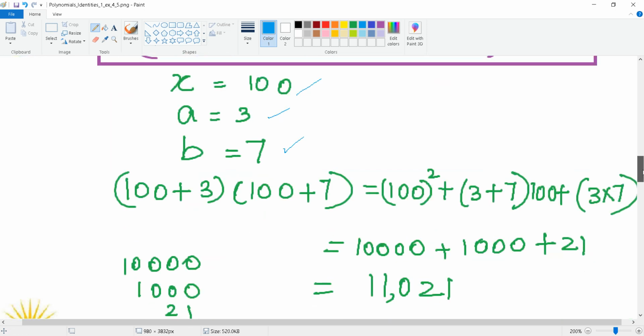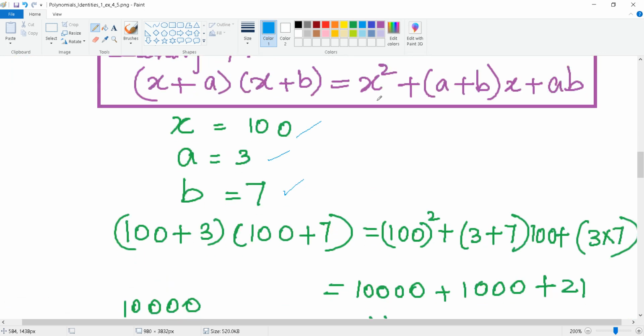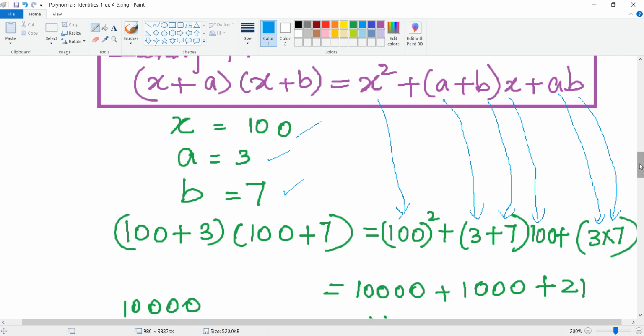So it says 100 plus 3, 100 plus 7 could be written as x square. So in place of x I have used 100, in place of a I have used 3, in place of b I have used 7. Again in place of x I have used 100, then again for a I have used 3, and for b I have used 7. Got it? So now we will solve this.